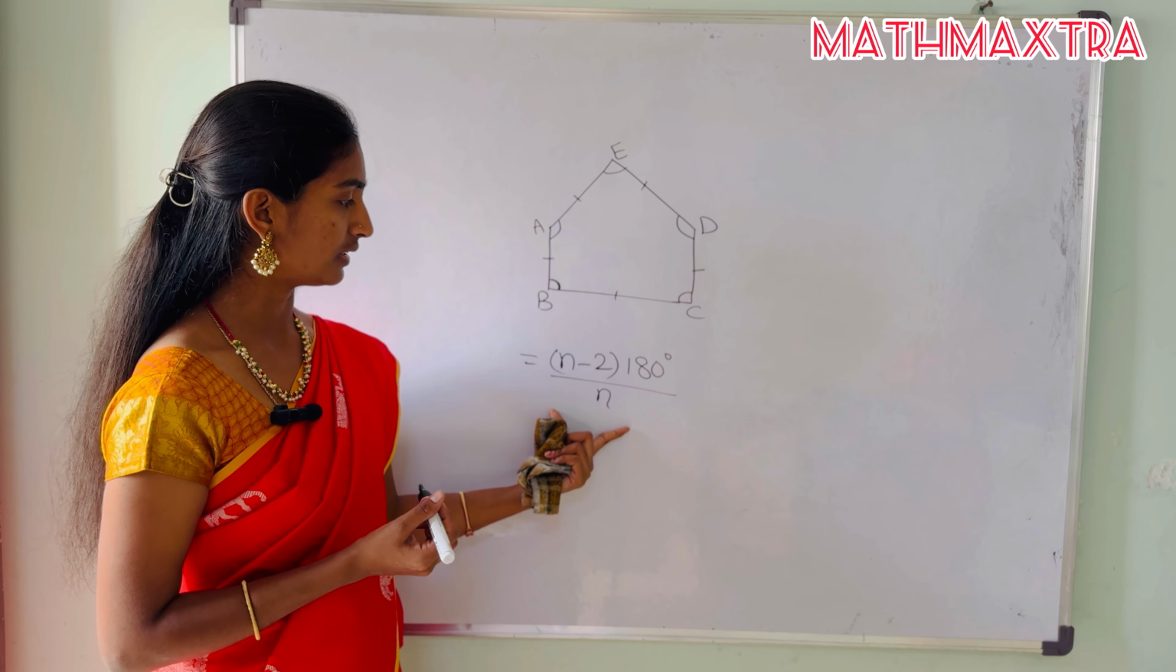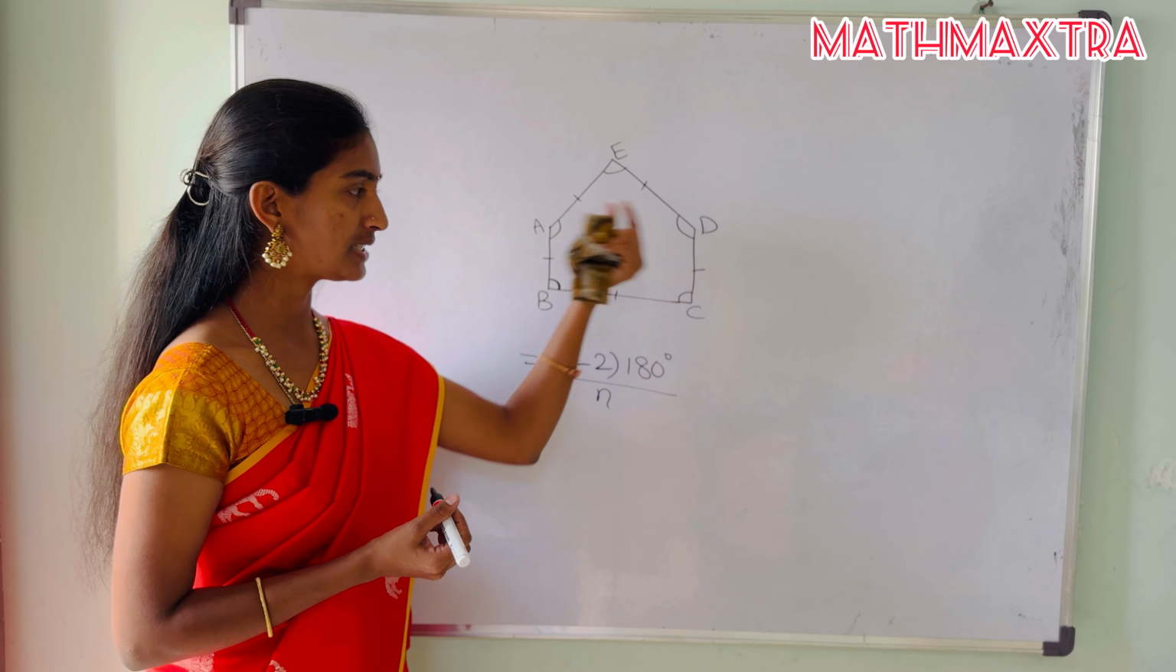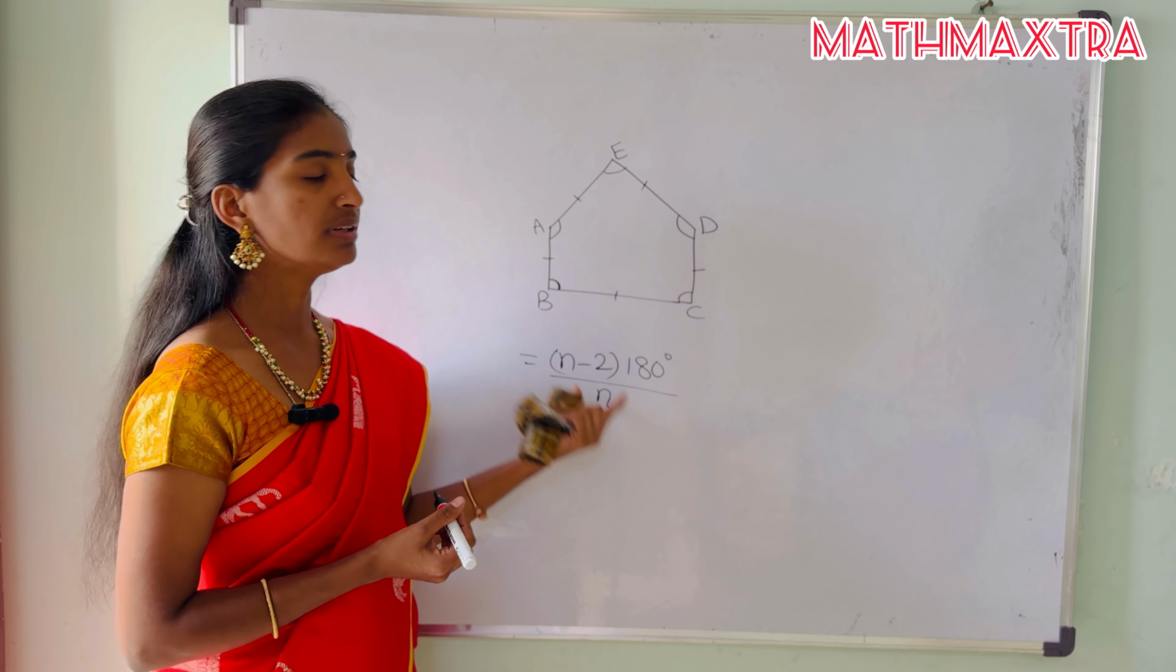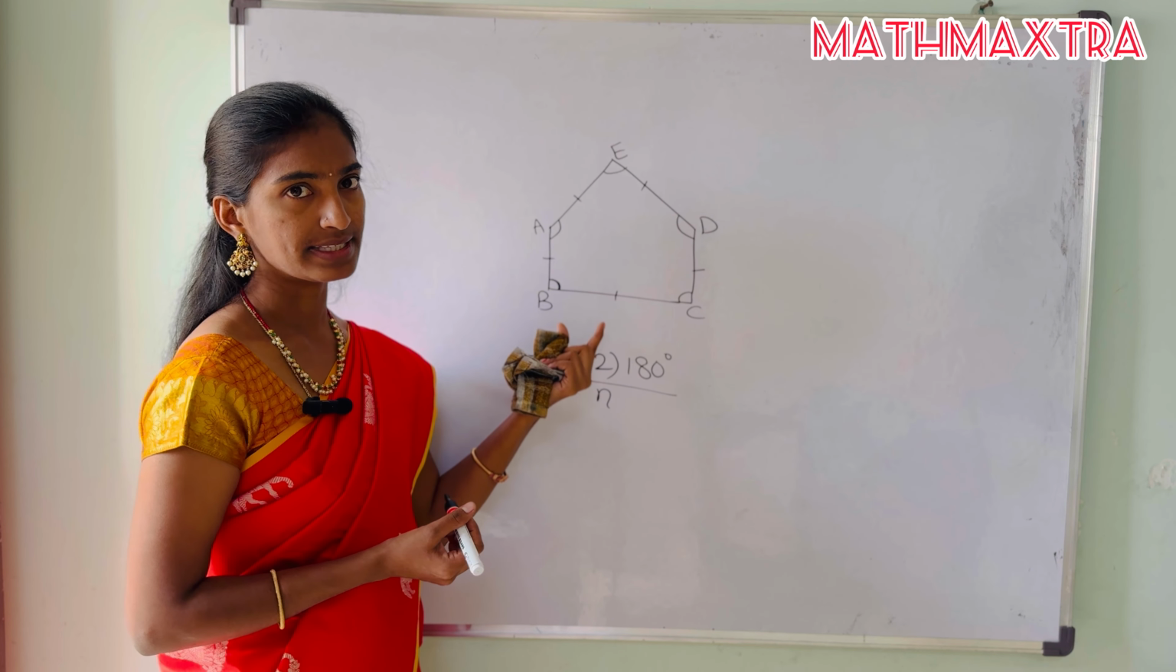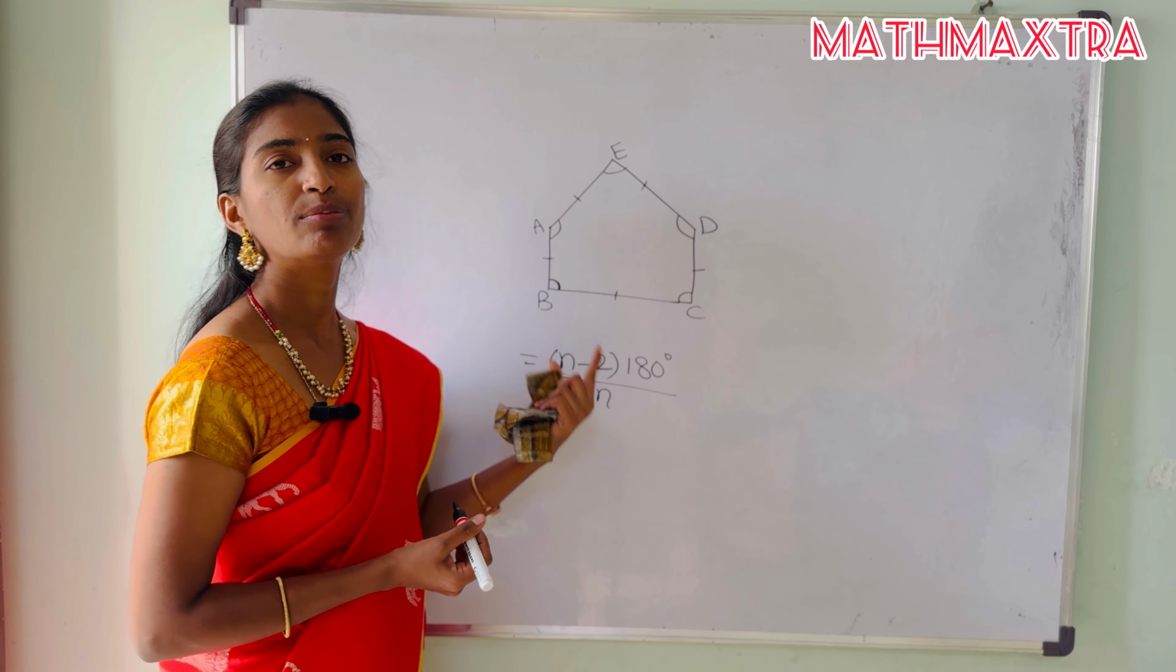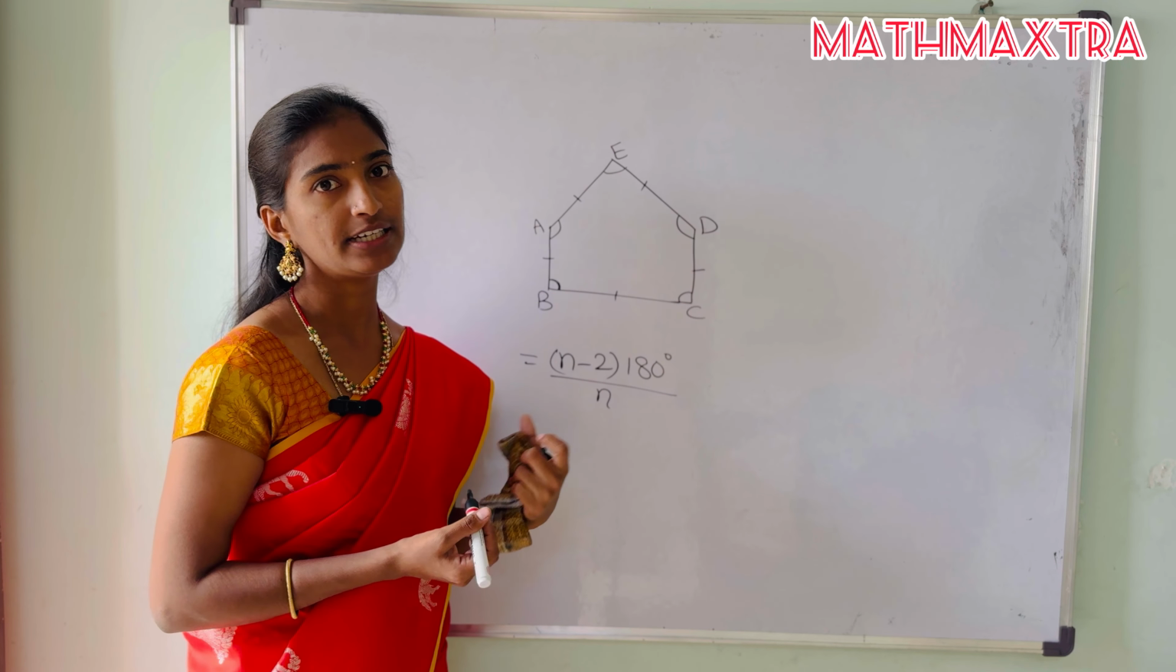So n minus 2 times 180 is the sum of all angles, and we have n number of angles, isn't it? That is why it is divided by n. We can find each interior angle.